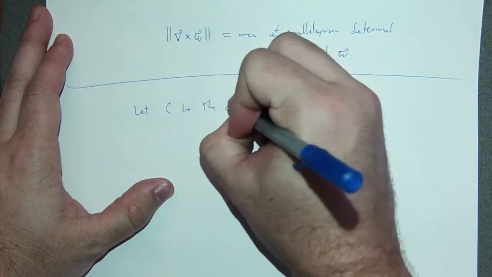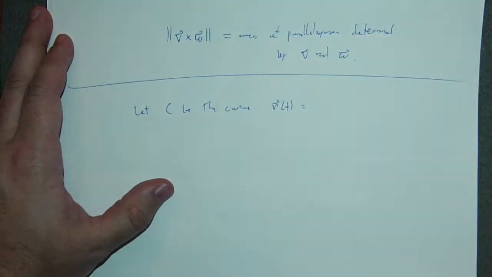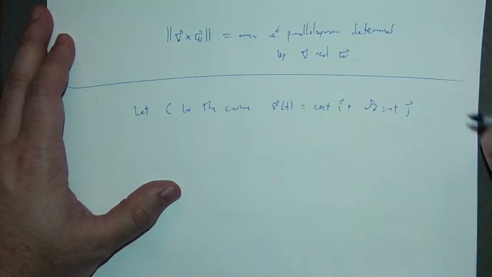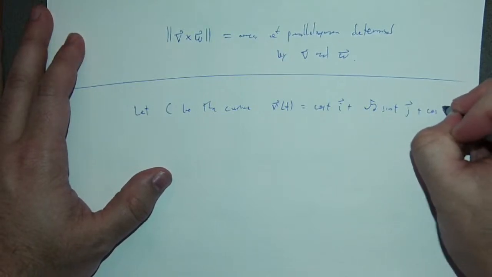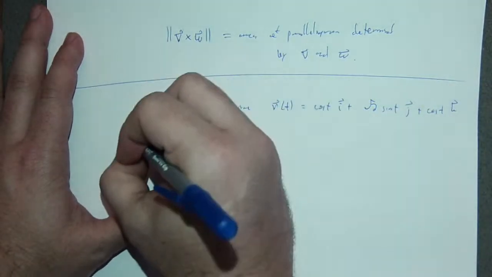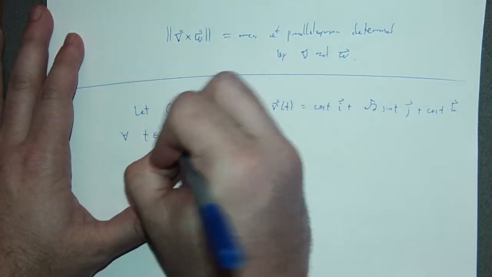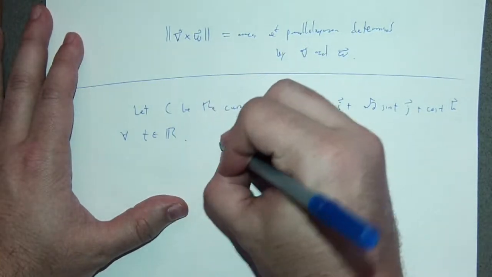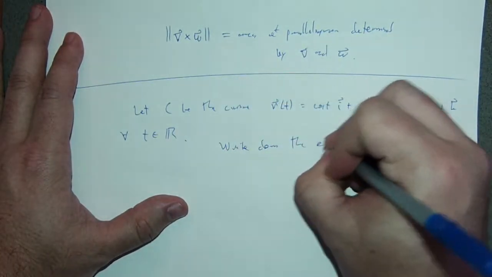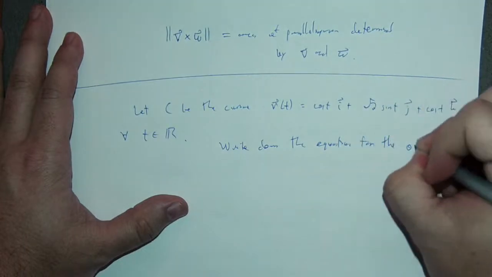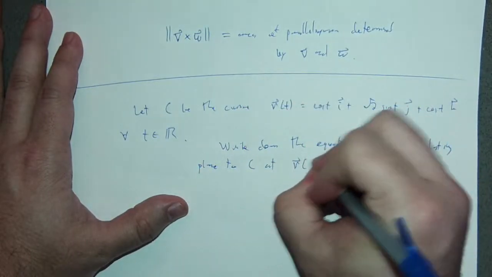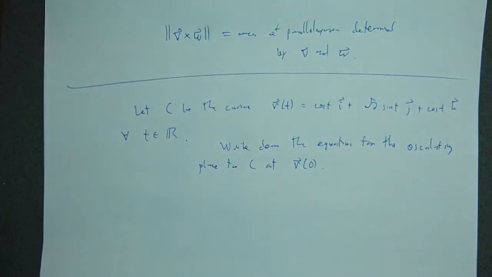Okay, so let C be the curve r of t equals cosine t i plus square root of 2 sine t j plus cosine t k, for all t in R. And let's write down the equation for the osculating plane to C at the point r of 0.